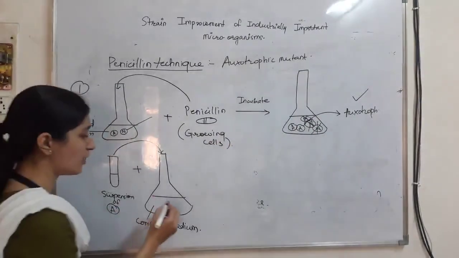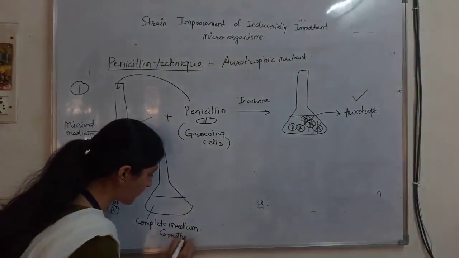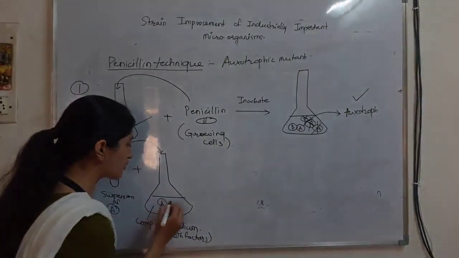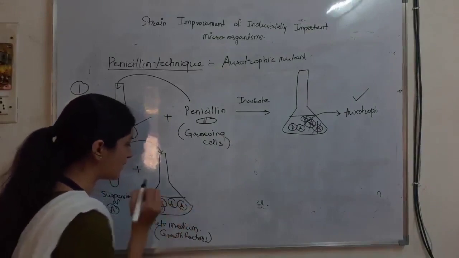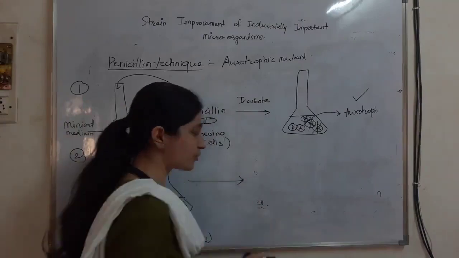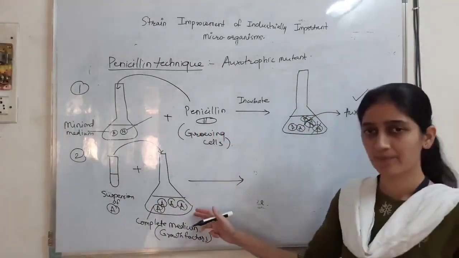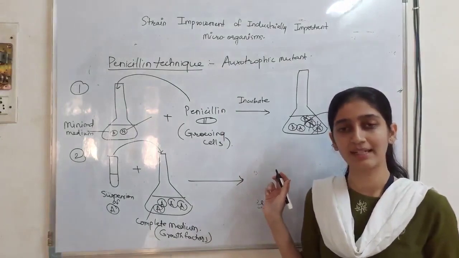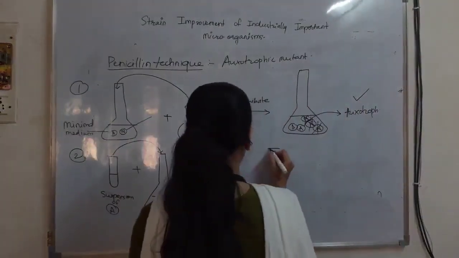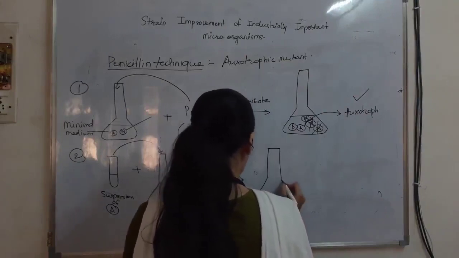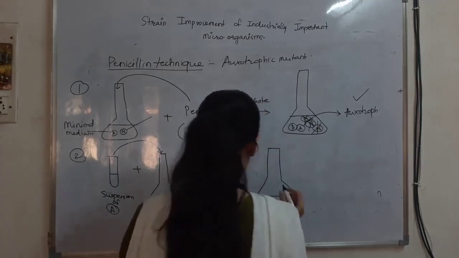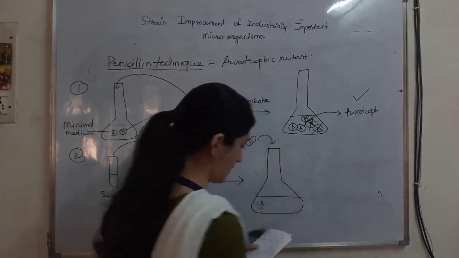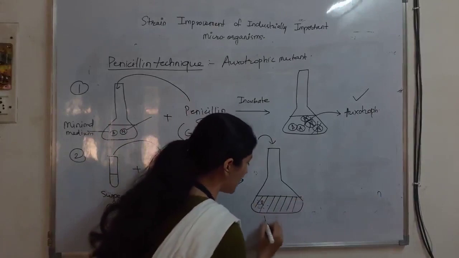Now complete media has growth factors which are required by auxotrophic mutants. So now auxotrophic mutants will grow in the complete medium. Now what we can do is centrifuge the broth, separate the cells, wash them and place them in a broth containing penicillin. This is minimal growth.